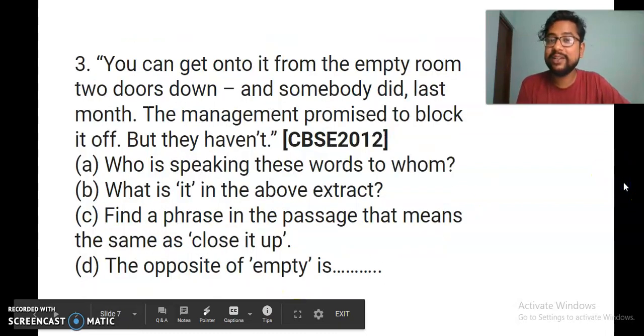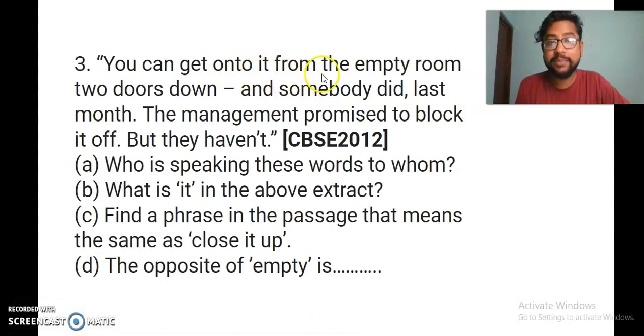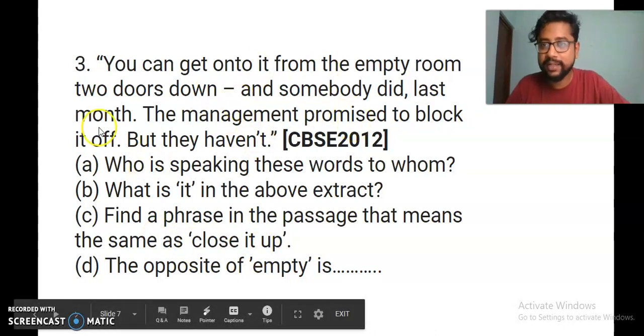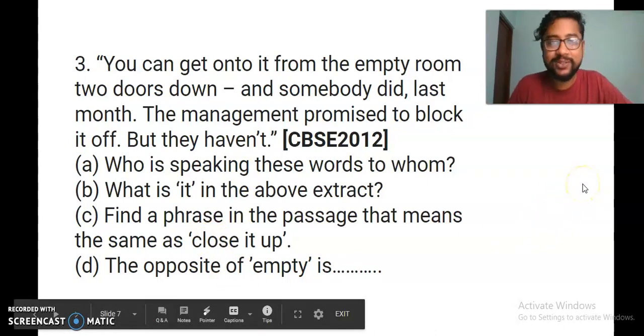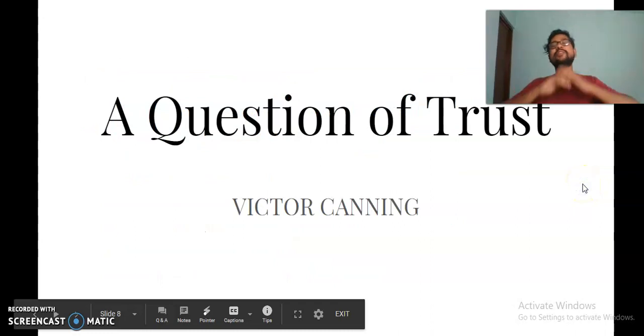Another question. "You can get into the room from the empty room, but they haven't." This is the part where Osable actually tricks Max. Who is speaking in these words to whom? Osable is speaking to Max. "It is the balcony. Close up." I can see what close up means, it's written over here. Find a phrase in the passage that means the same as close it up. I can see it. Opposite of empty. Use a dictionary. Moving forward to the next question.